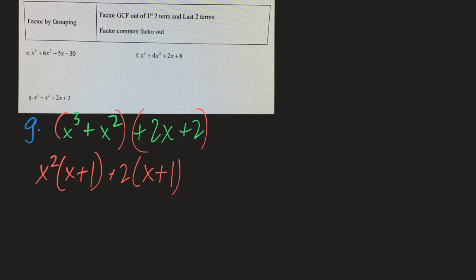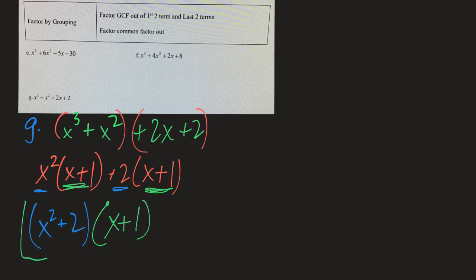All right, and now let's combine together. So x squared and 2 will make x squared plus 2 again. And we've got our parentheses, x plus 1s, and we're going to go ahead and group those into a single term. So here is my factored form for G.